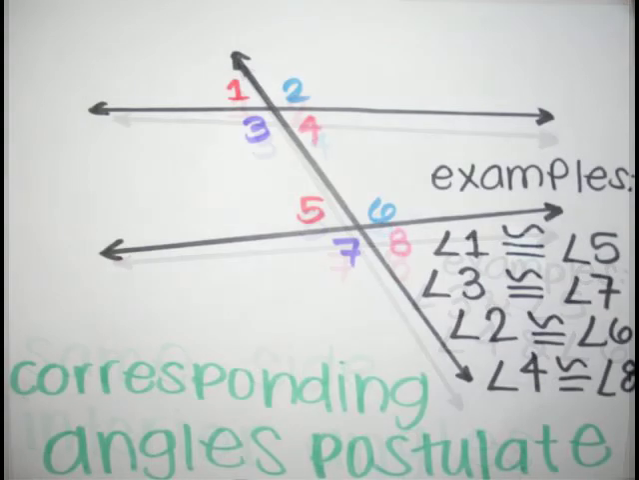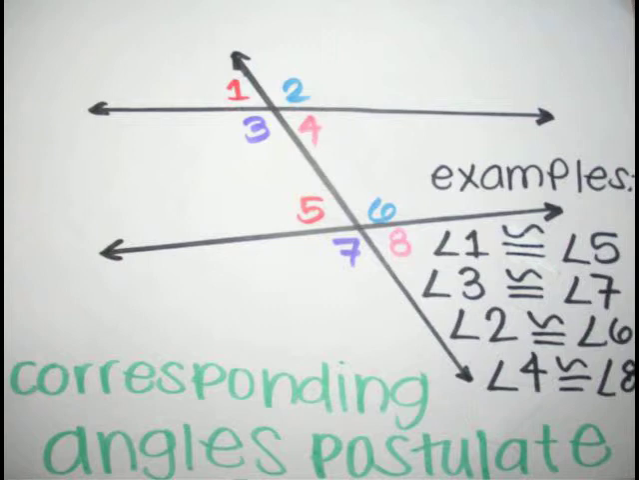The corresponding angles postulate: if two parallel lines are cut by a transversal, then the pairs of corresponding angles are congruent.